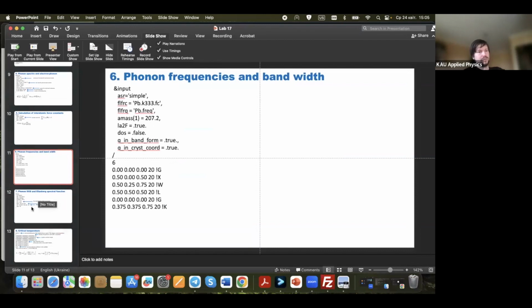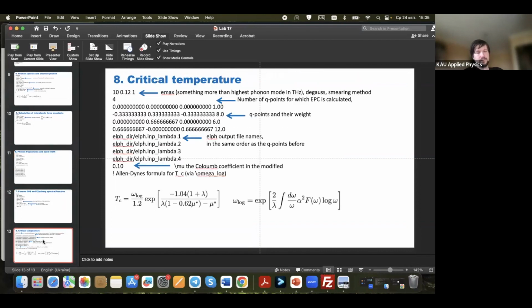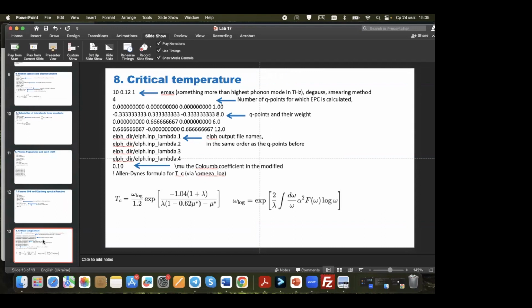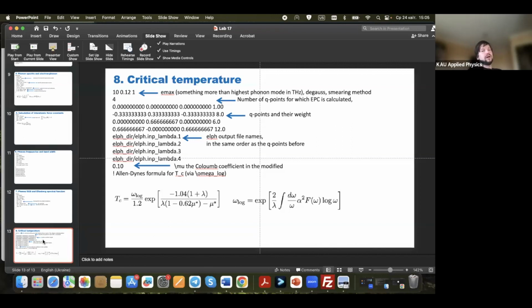So maybe you have some questions. Yeah, we saw that now it was an underestimation of the TC compared to the experiment. Is it a general rule of thumb that it usually underestimates rather than overestimates the TC? I don't know if it's a usual rule.